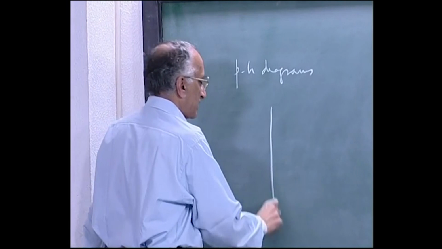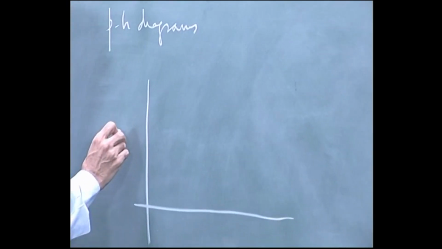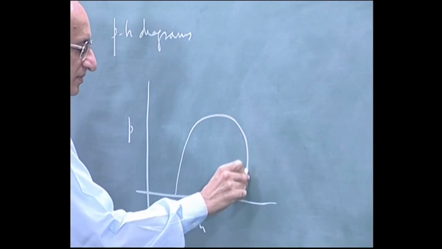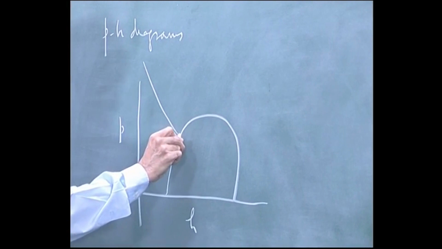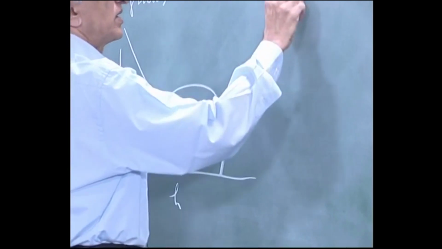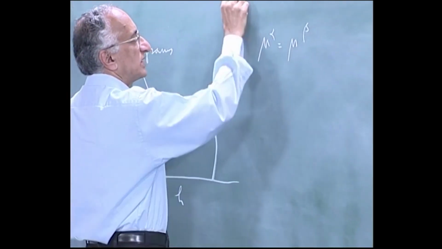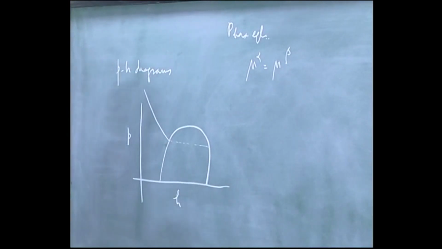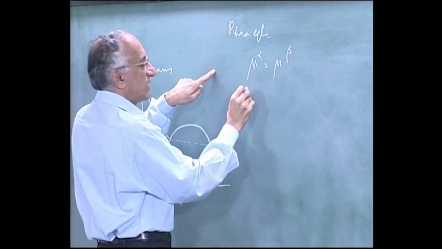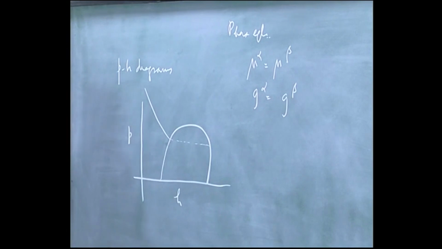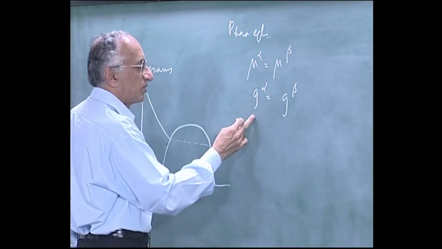So, we are discussing these pH diagrams, discussing P versus H. Told you, come along an isotherm at a particular pressure, you have this equation mu alpha is equal to mu beta, this is phase equilibrium. But we have also seen this is the same as G alpha is equal to G beta. For pure substances, the chemical potential is simply the free energy, Gibbs free energy per mole.